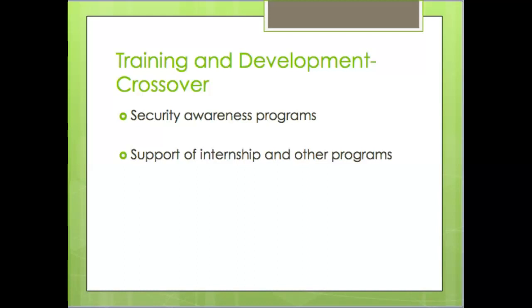Training and development. There's definitely a crossover in training and development because of security awareness programs and support of internships and other programs where you have outsiders come in for experiential training or to provide training. So in training and development, security awareness programs are a big part of a security program, understanding everybody knows what to do and understands why they have responsibilities. You want to have those training programs. HR runs those training programs. Definitely a crossover there. You want to have friends in HR to help you with those training programs. So that's a big one right there.